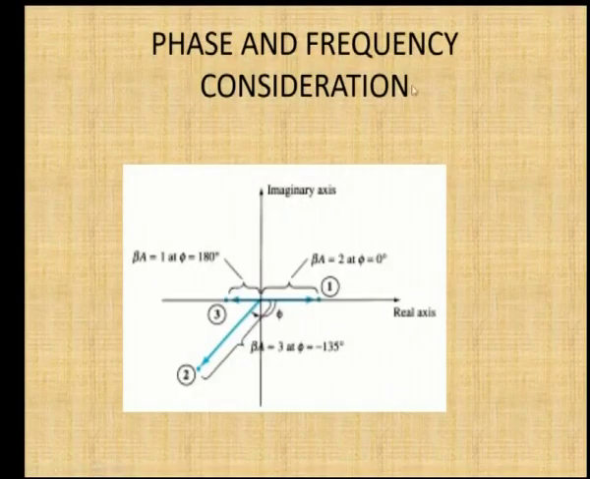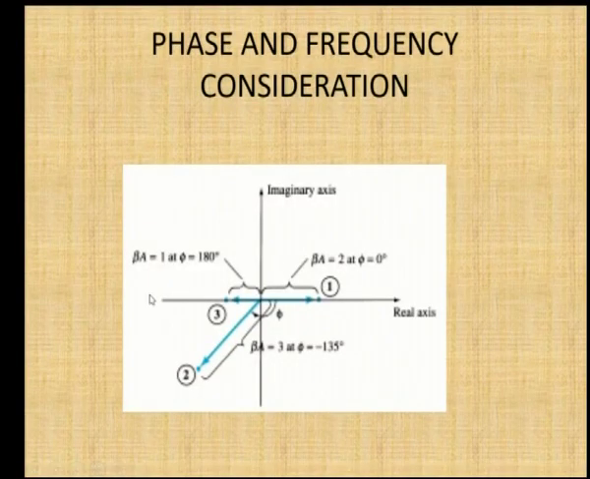And next is phase and frequency consideration. So here, for an amplifier to work as an amplifier, there are two conditions it has to satisfy. One is phase, and another one is the product of beta A. These two factors must be at optimum values so that the amplifier will work as an amplifier, otherwise the circuit will break and it will convert into an oscillator, right? So this is what we are going to discuss now.